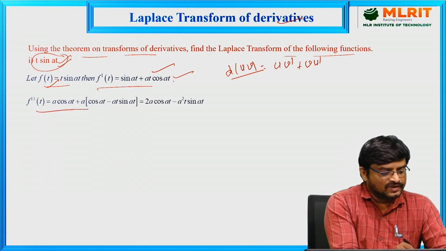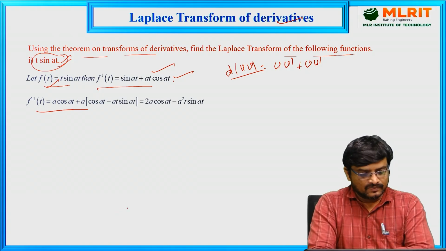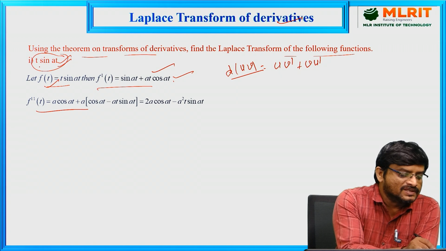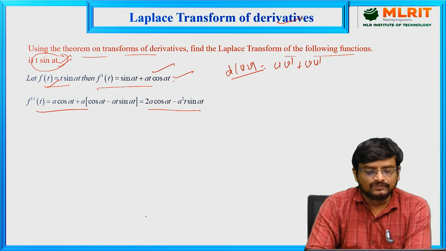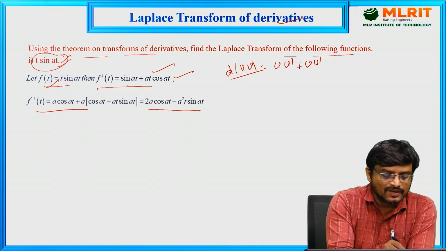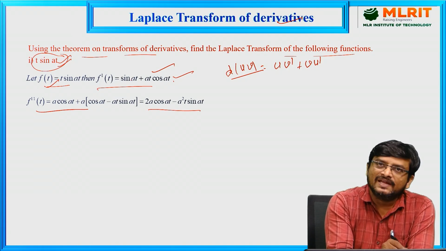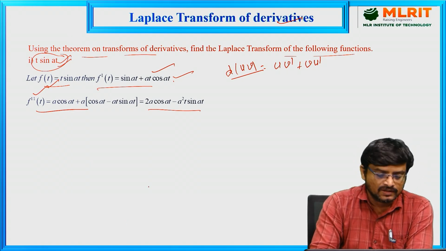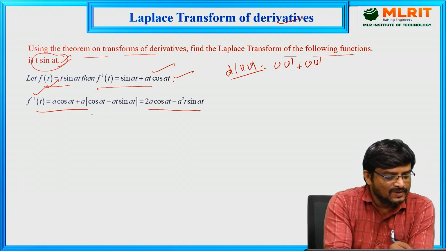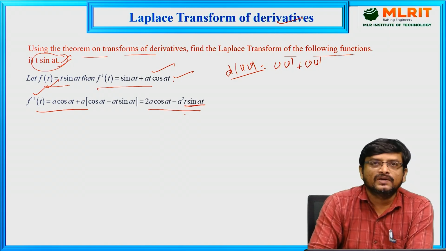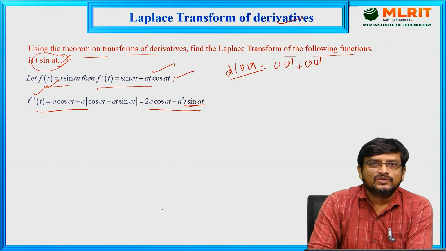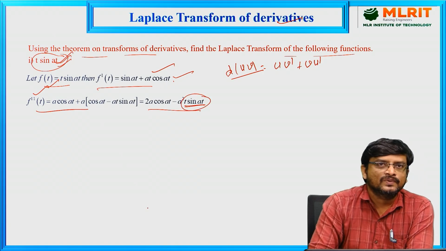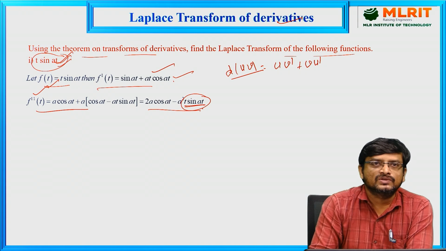Find out f double dash of t here. We have to find the derivative until we get the term t sin at. In the first derivative we don't have t sin at, we got only sin at. Because of this reason I want to go for f double dash of t. After finding f double dash of t, you have the term t into sin at. The function given in the problem must appear in the derivative values.